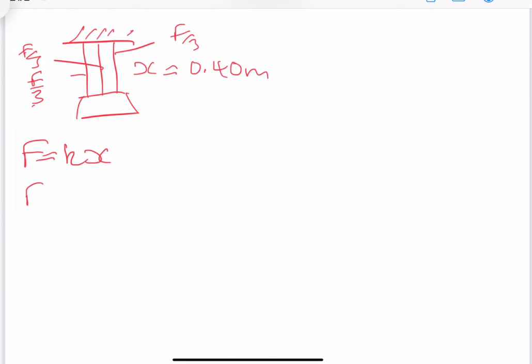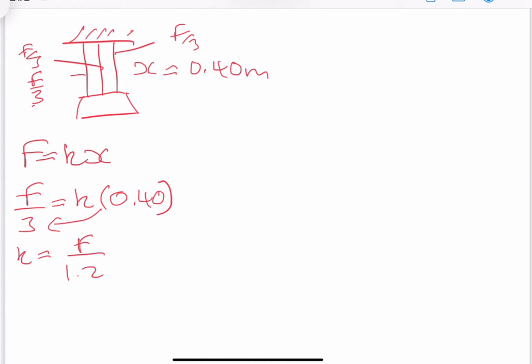So the force that each is going to experience will be F over 3, and we know that F over 3 equals K times the extension, and our extension is 0.40. So the value of K will be F over 1.2. You just multiply by that denominator, okay? So we get the value of 1.2. So this is my value of K, my constant, rather, of the wire itself.